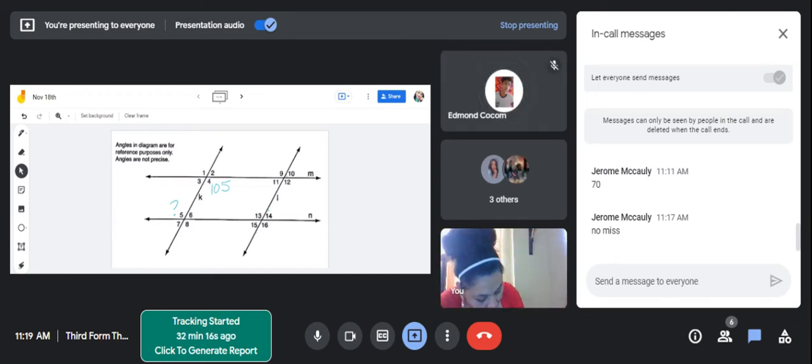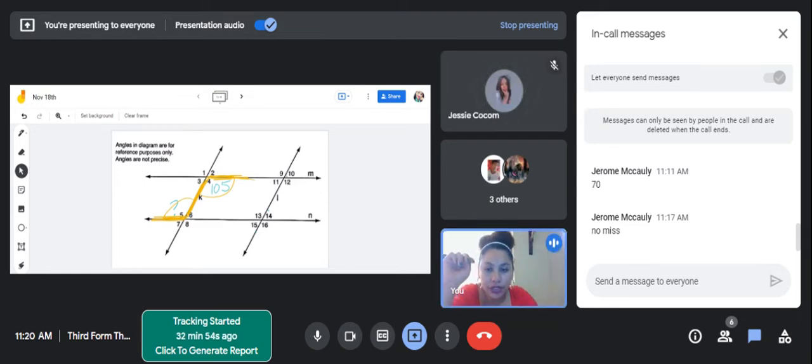Alternate angle, miss. Very good. Alternate angle. Because you see the Z here. See the Z? This one are the same. And that is your reason. Yes? Yes, miss. Okay. Next question.